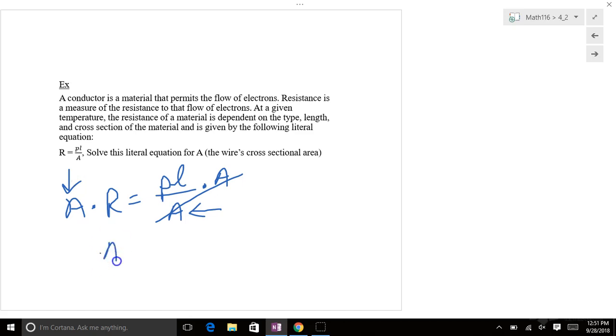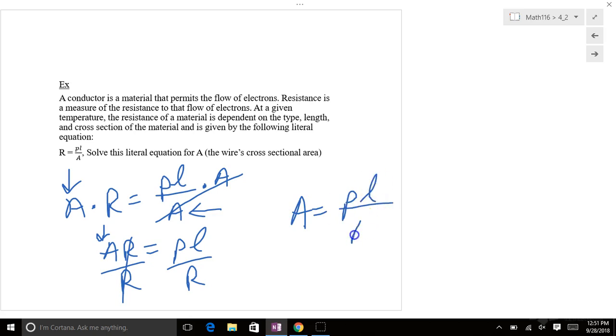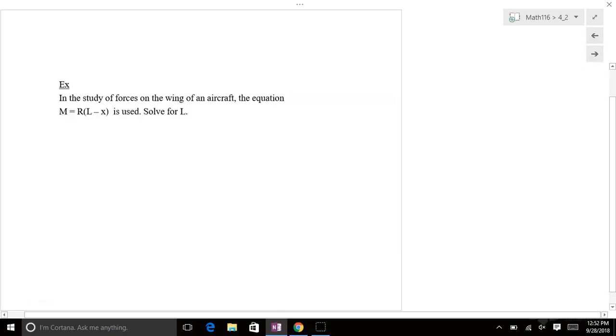So we've got AR equals P times L here. This is for a wire's cross-sectional area, the A. We're solving for the A, so get rid of the R now. Right now it's being multiplied by the A, so we do the opposite: division. So A equals PL over R, whatever those definitions were, but we're solving for A. That's what we're concerned about here.